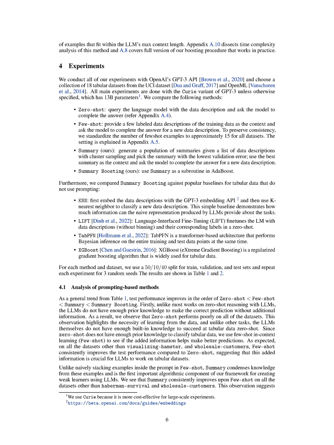Section Summary. The authors conduct experiments using OpenAI's GPT-3 API on 18 tabular datasets from UCI and OpenML. They compare several methods, including zero-shot, few-shot, summary, and summary boosting, against popular baselines for tabular data. The experiments are repeated for 3 random seeds and the results are shown in a table.